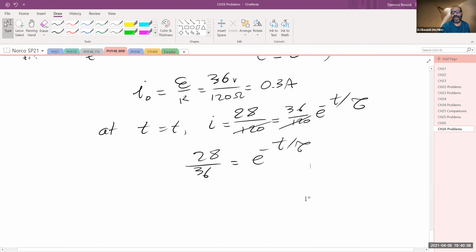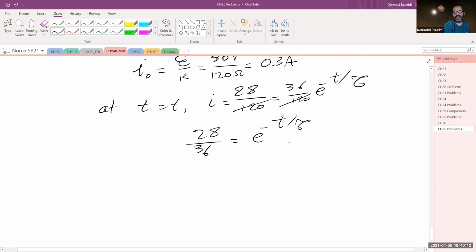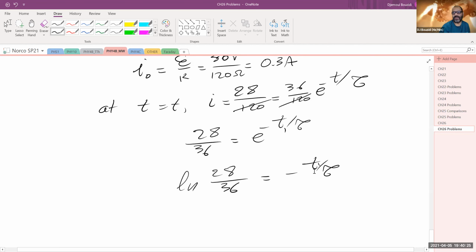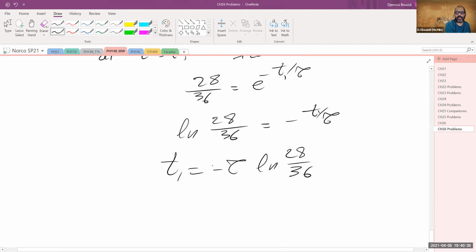Take the natural log of both sides. So ln of 28 over 36 is going to be equal to negative t over tau. T1, that is, because I'm assuming that T1 is when this thing is. So I want to find what T1 is. That means T1 is equal to negative tau times the natural log of 28 over 36.